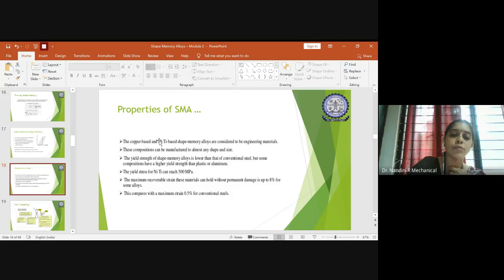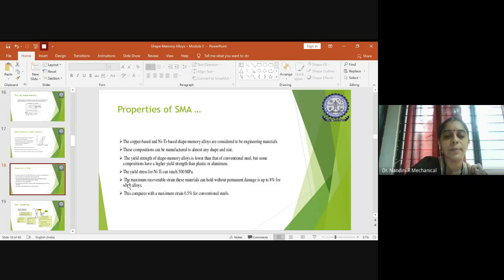And here I told you that out of copper and nickel based shape memory alloys, the nickel titanium based version is used for 90% of the applications because of the many physical characteristics I have told you. Hence the yield stress of nickel titanium is justified here, which can reach up to 500 megapascal. So this is the ultimate stress we can get for nickel based shape memory alloys, with a yield stress value of 500 MPa.